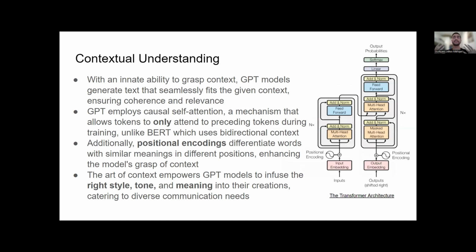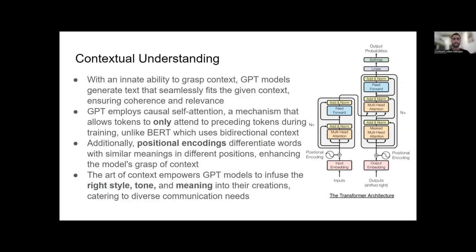So let's look at how it actually works. To write essays and all, the model needs to understand the context. So how does the contextual understanding work? Let's talk about the incredible power of contextual understanding in GPT models. Imagine a text generator that not only produces coherent text, but also nails the tone and style you want. GPT models do just that, thanks to their innate ability to grasp context. They understand the flow of conversation, enabling them to generate text that seamlessly fits the given context.